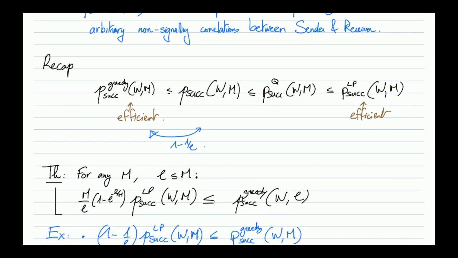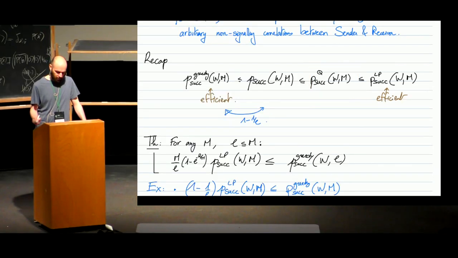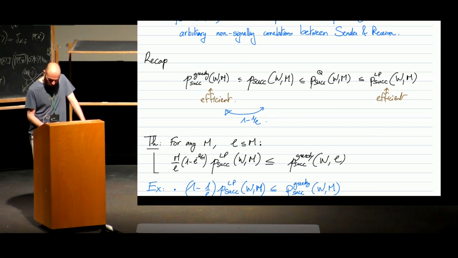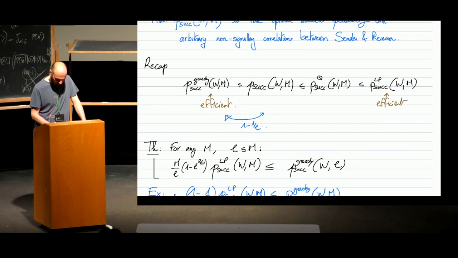Okay, good. Let's recap what we know. Remember the central question of interest: what is the optimal success probability for a channel W? We were also interested in the version with entanglement. We had the lower bound on this quantity, which is a specific construction of a code, given by the greedy algorithm. And now we have an upper bound also, using this LP. These two extremes are efficient, but in the middle it's hard to compute in general. And we have seen already from the previous theorem that the maximum ratio between these two quantities is 1 minus 1 over e.